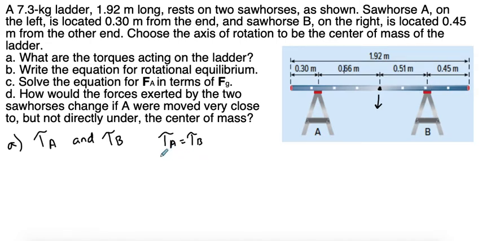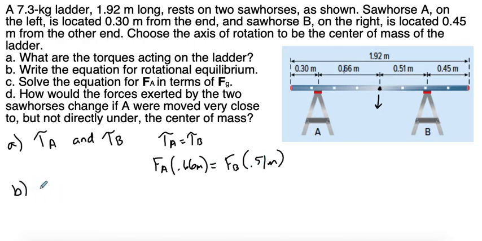And then we break this apart: force of A times the radius of A, so we are 0.66 meters from that axis of rotation, is equal to force of B times the radius for B, which is 0.51 meters from that axis of rotation. Okay, so this one's going clockwise, that's going counterclockwise. Those are the two torques in the scenario.